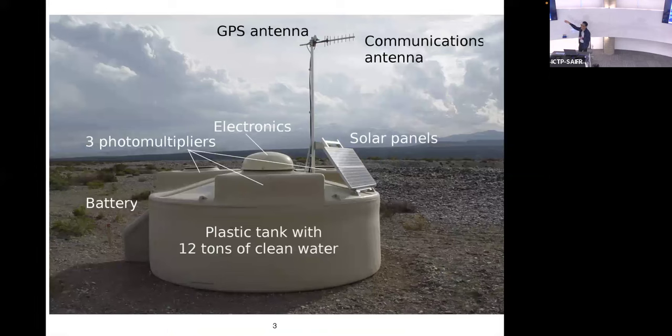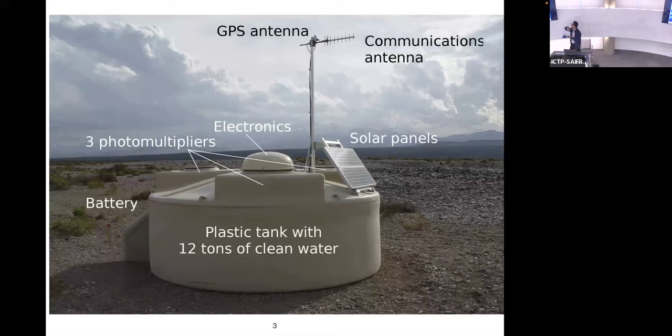This is what a surface station looks like. It's a big water tank filled with ultra pure water. It operates very independently because we have batteries that are charged during the day, which then keep running the system during the night. We have photomultipliers on top of the tanks.